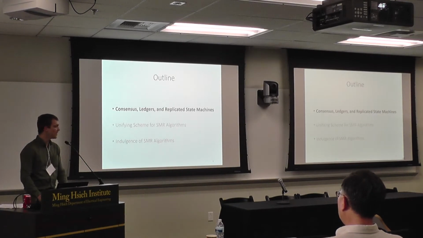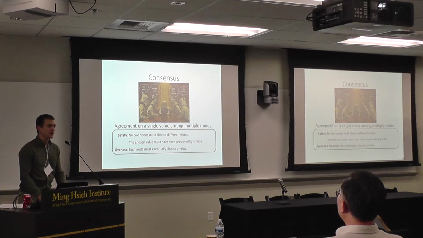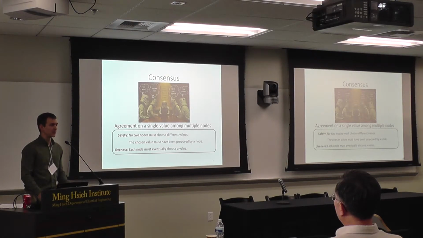All right, so let's talk quickly about consensus, ledgers and state machine replication. The consensus problem in distributed systems is the problem of multiple nodes agreeing on a single value, which turns out to be pretty hard. What we mean exactly by consensus is a protocol that has the following properties. The first property is safety. Safety says that first, no two nodes must choose a different value.